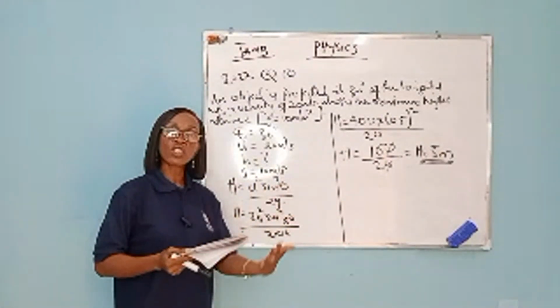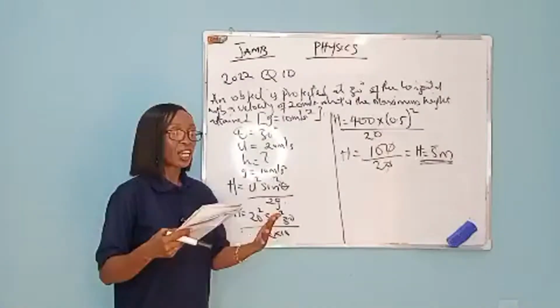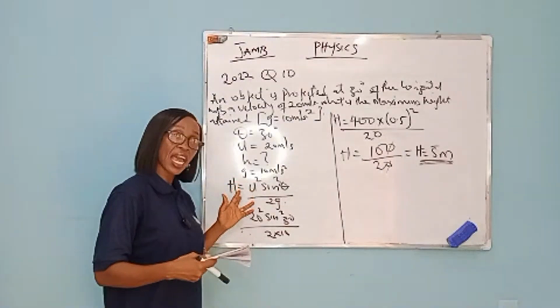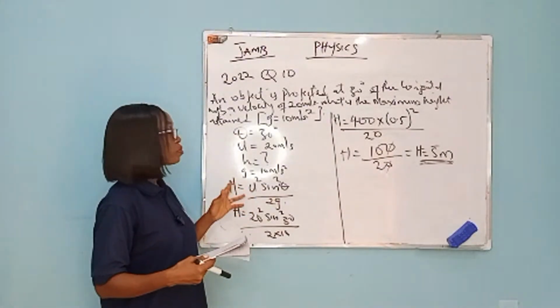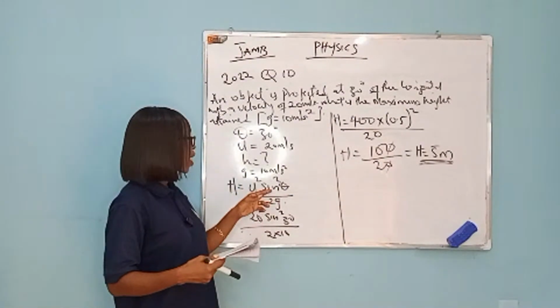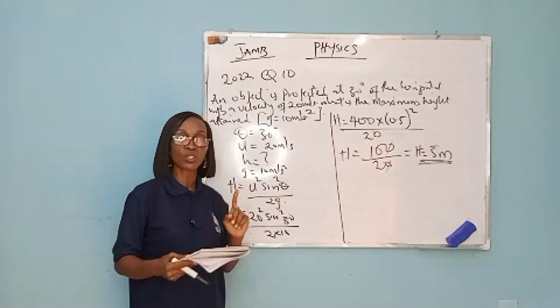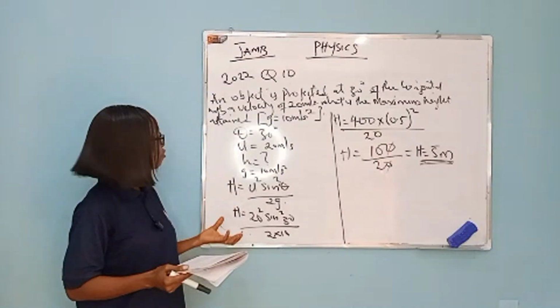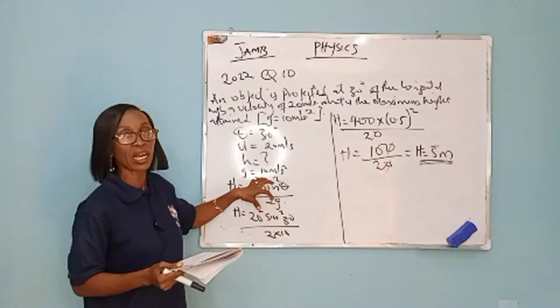And I said in projectile, you have to know the time of flight, the maximum height. And now for maximum height, the formula is U squared sine squared theta all over 2g. U squared sine squared theta all over 2g. So I have to fix all these things into the formula.